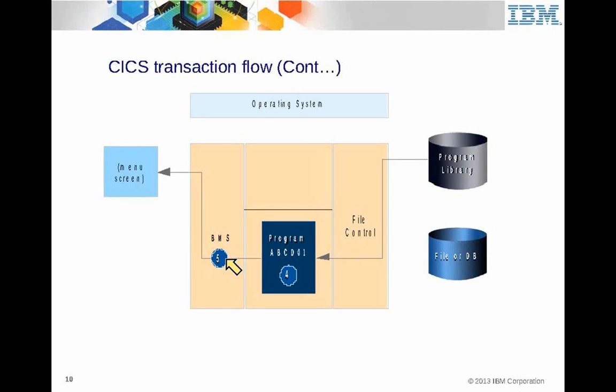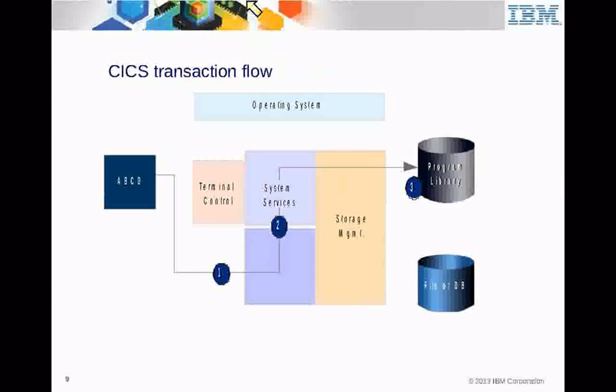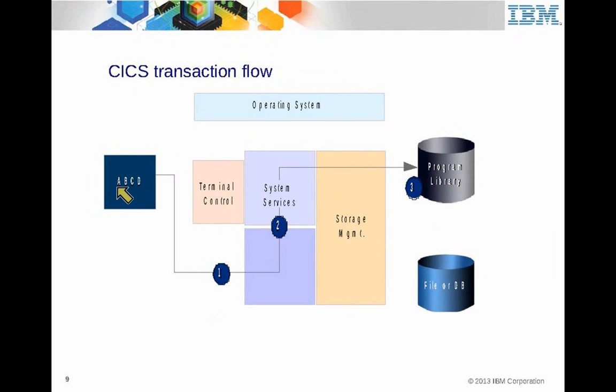Oh, right. Bruce pointed out to me, I'm going to go back a page. The ABCD is a transaction ID. What did I call it? Just a transaction name? Yeah. So it's technically a transaction ID. The transaction ID goes into System Services. There's a definition for that name, for that transaction ID. That transaction ID is associated with a program.